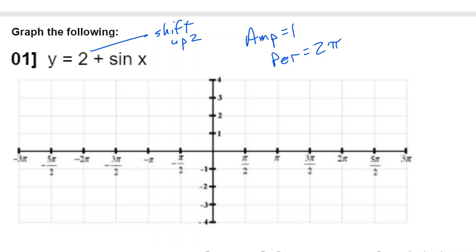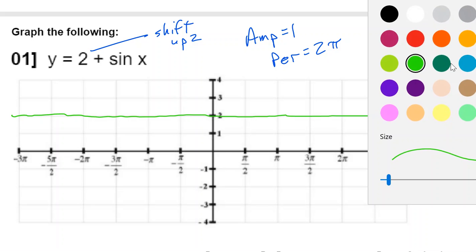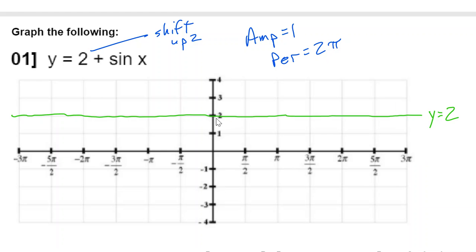And so we're shifting up, so I need to make myself a little green line. I can draw it relatively straight. Wow, that was a miracle. All right, we're doing sine, so it's going to start right there on the line, and the period is 2 pi, so it's going to finish right there, and it's going to cross in the middle. And with an amplitude of 1, it's going to go up 1 over here and go down 1 over there.